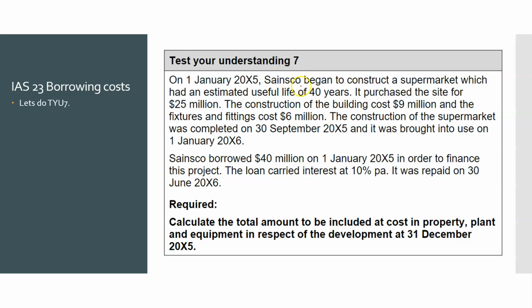So on the 1st of January, Syensqo begins to construct a supermarket with an estimated useful life of 40 years. It buys the site for 25 million, plus the construction is 9 million, and the fixtures and fittings are worth 6 million. And that's how we arrive at it borrows 40 million. That's how we arrive at our 40 million.